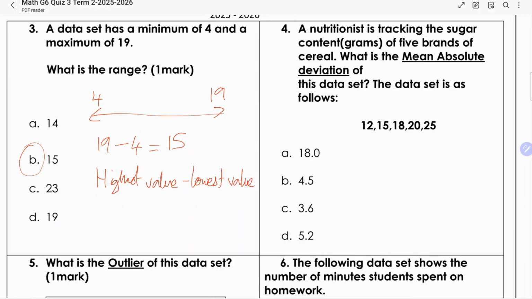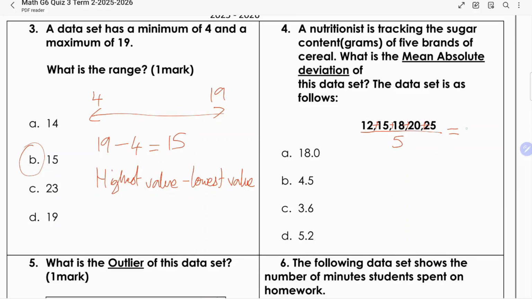Okay, let's go on to question 4. A nutritionist is tracking the sugar content in grams of 5 brands of cereal. What is the mean absolute deviation of this data set? The data set is as follows. Now, I understand a few people put 18, which is understandable, and I'm going to come to that in a second. So we're looking at mean absolute deviation. The mean is usually the sum of all of the data points divided by how many there are, which is 5. So we're adding all of these together.